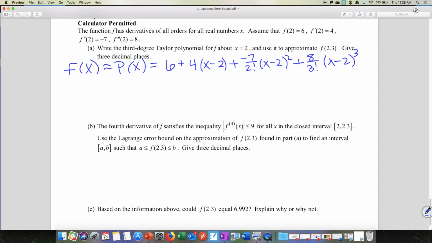All right, with your calculators out, we want to approximate the function at 2.3, which means plug 2.3 into your polynomial. Now, let's think ahead. What is 2.3 minus 2 every time? 0.3. So when you plug this into your calculator, you know that the parentheses are going to be 0.3.